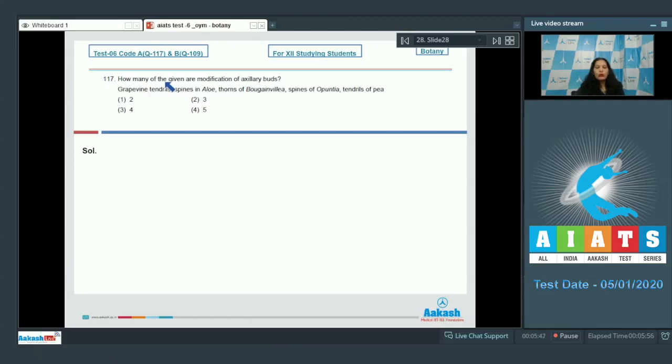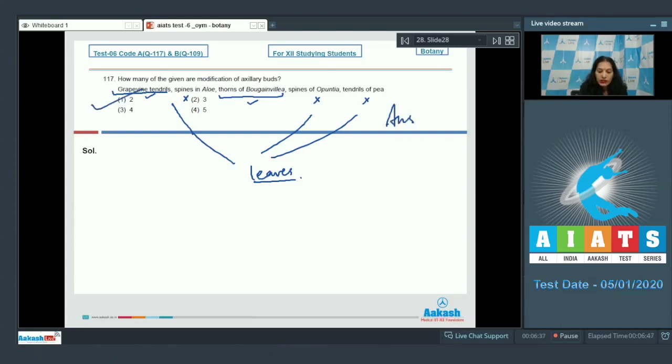Question number 117. How many of the given are modification of axillary buds? Grapevine tendrils. Yes, in grape vines, if you see the tendrils, these are modifications of the axillary buds. Thorns of bougainvillea, again modification of buds. Spines of opuntia, tendrils of pea, spines in aloe, these are not the modification of axillary buds. Instead, they are modifications of leaves. So, how many of them are modification of axillary buds? 2. So, the correct option for the given question is option number 1. Let's move to the next question.